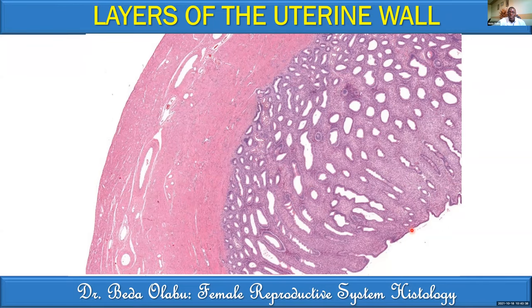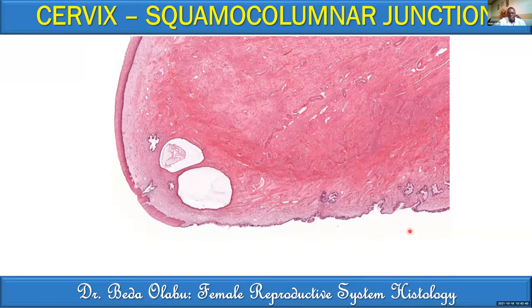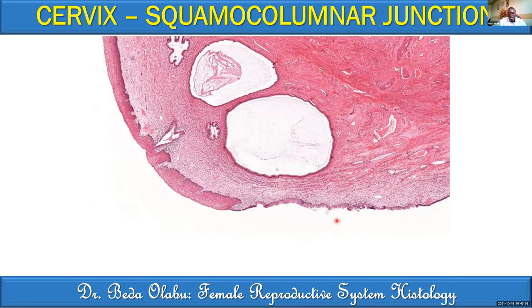That simple columnar epithelium extends to the cervix. The upper part of the cervix, which we call the endocervix, will still have the simple columnar epithelium. However, the lower part of the cervix has the same epithelium as that of the vagina. It will be stratified squamous non-keratinized epithelium.